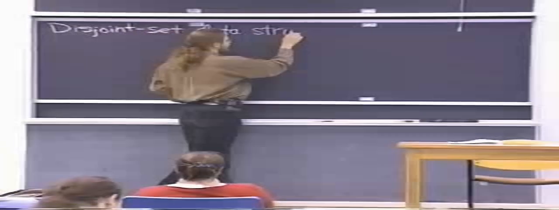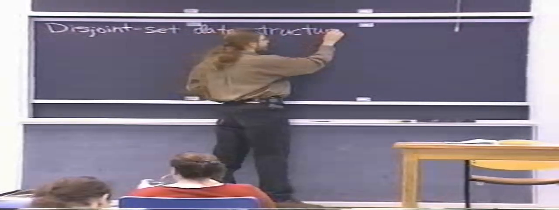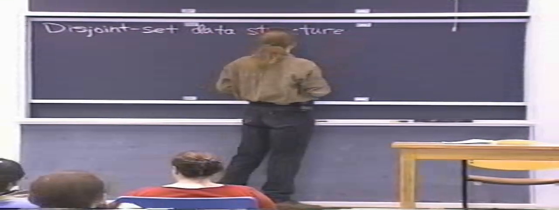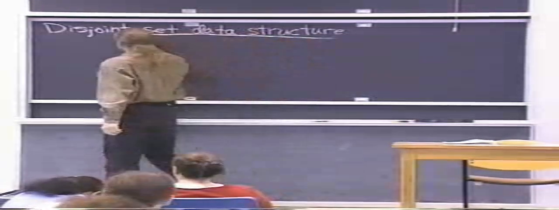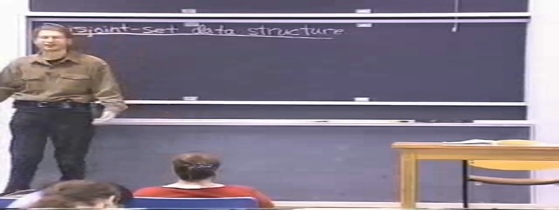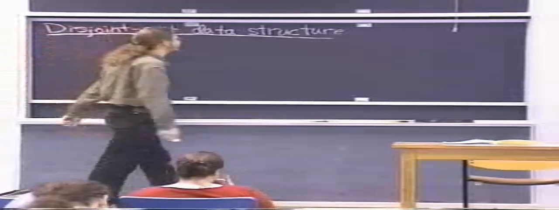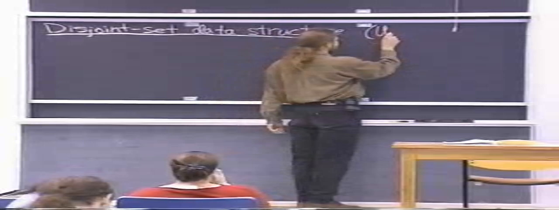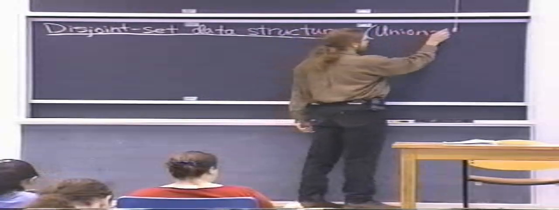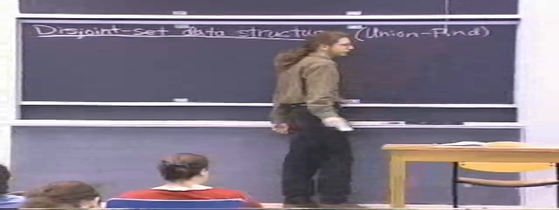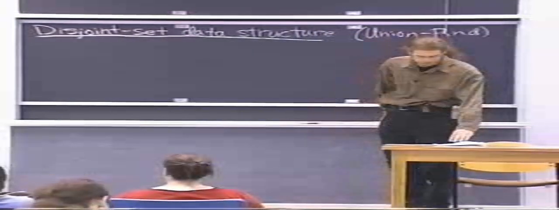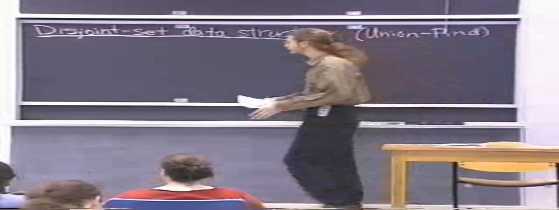We've talked a lot about dynamic set data structures, where you want to maintain a set of elements. And today we're going to talk about a data structure where you want to maintain multiple sets. Finally, we've graduated to multiple sets. This is often called union find, okay? Because with these sets, we want to support two operations, union and find. So let me state the problem.